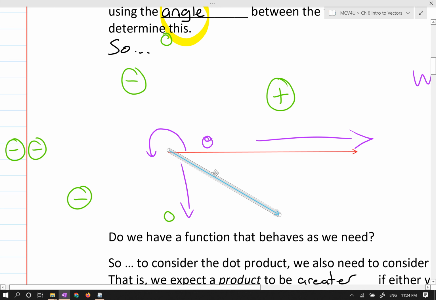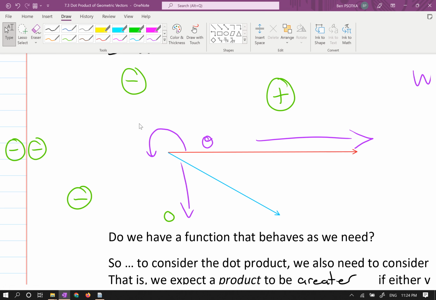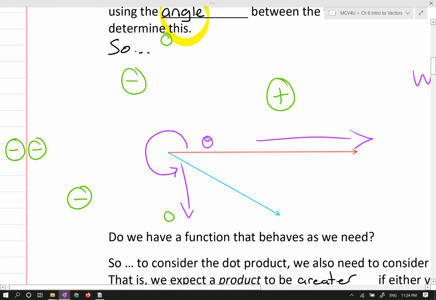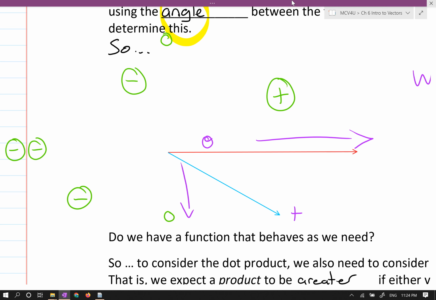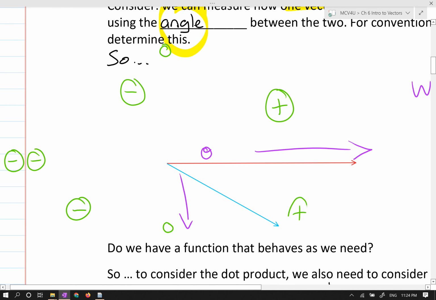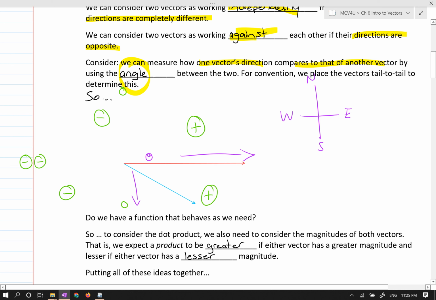And then lastly, if I'm working under here, then yes, I do have a pretty significant angle between the two, right? If I go around this way, but still the directions are relatively similar, so I'm expecting a positive dot product. Now you might recognize a little bit of what I'm doing here. If so, great. If not, then bear with me, you'll get there.